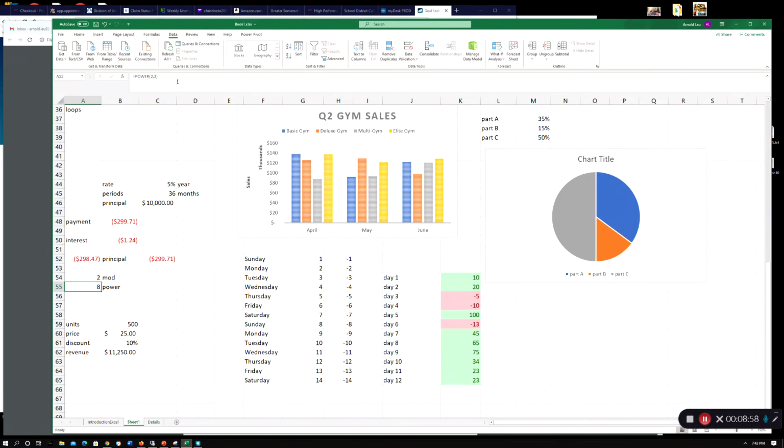So the power is the same thing. So this is really saying 2 cubed, right? 2 to the exponent 3. All right, if I'm going to change this, see the number of the power. Let me change this to 4, and you get 16.